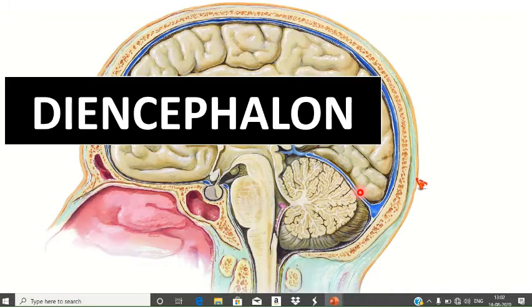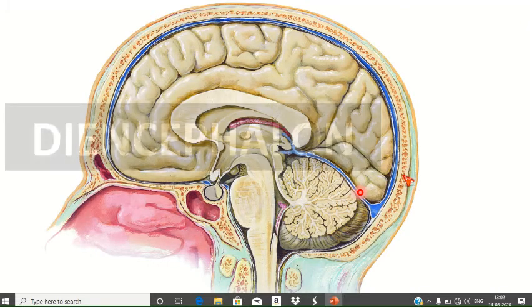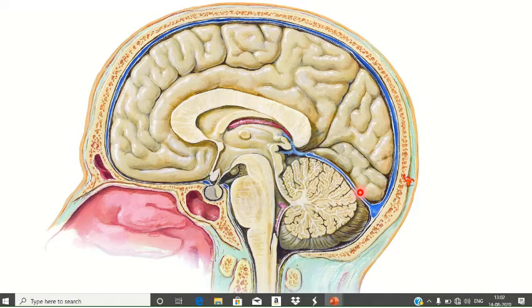Let me show you this. Here we are seeing a slit-like third ventricle. Inside the cerebral hemispheres, you can identify the lateral ventricles, and the lateral ventricles open into the third ventricle, which is present medially, through a foramen called the interventricular foramen of Monro. The slit-like third ventricle divides the diencephalon into two symmetrical halves.